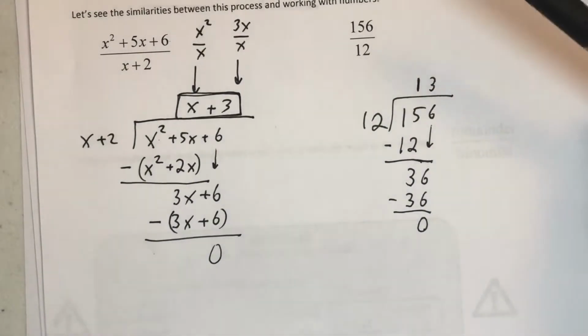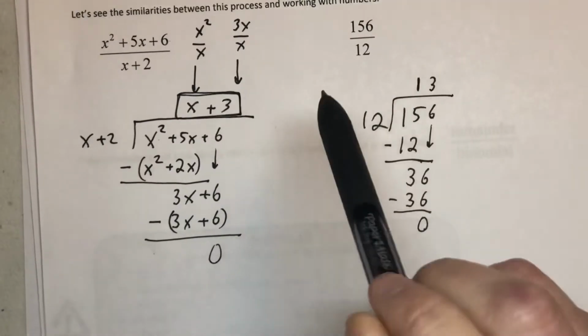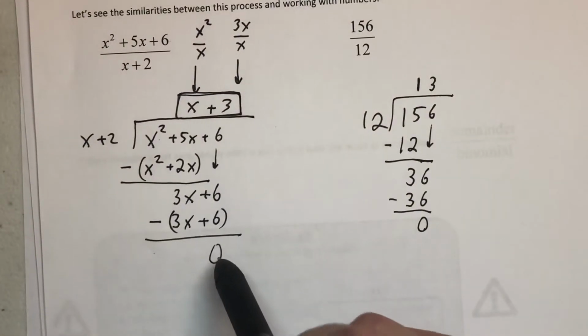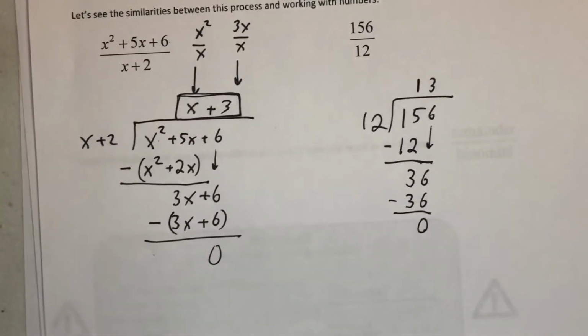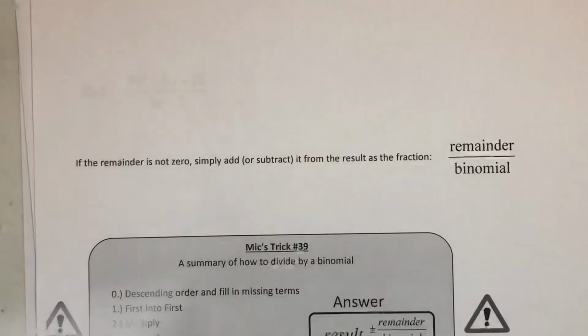And so we're going to do some more examples and show you that. There's just one thing we have to add when this value here is not a 0, when it doesn't go in evenly. And we're going to see that on the next example.